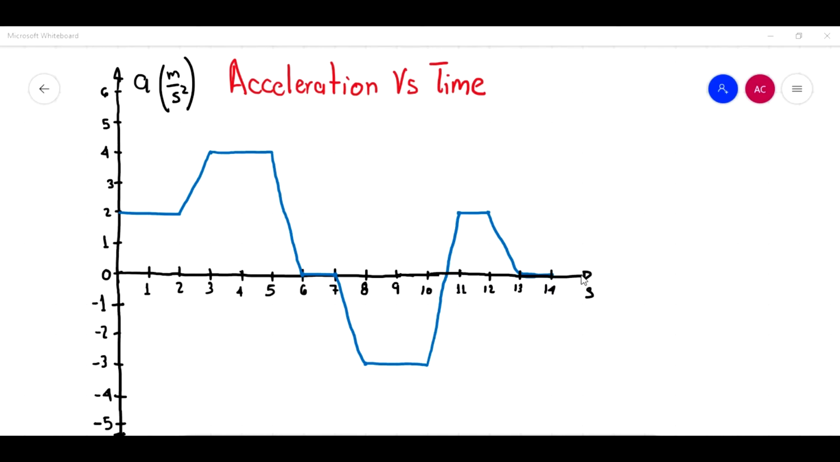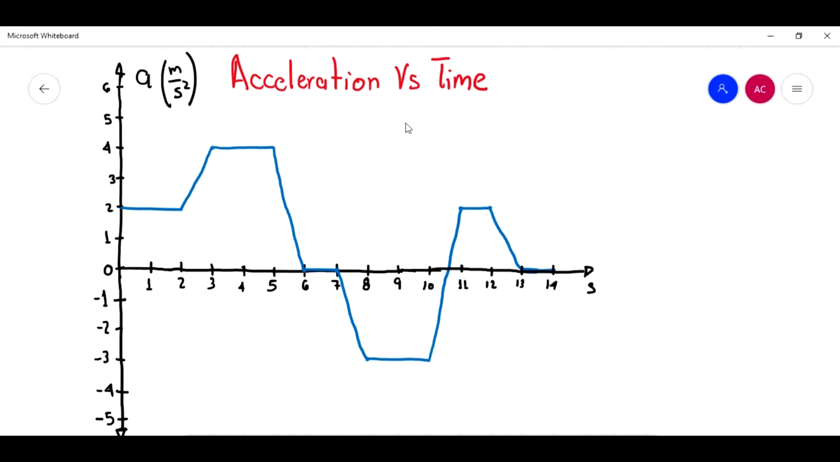In this case, we got the last graph, acceleration versus time. So if you can see, on the independent axis we got the time, just as in the previous videos. The time is always the independent variable. On the y-axis, we got the acceleration, and the units that we are going to use are meters per second squared.